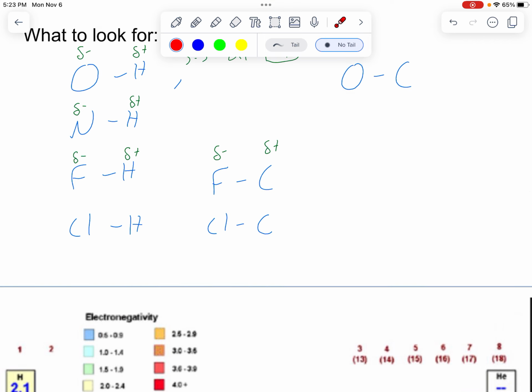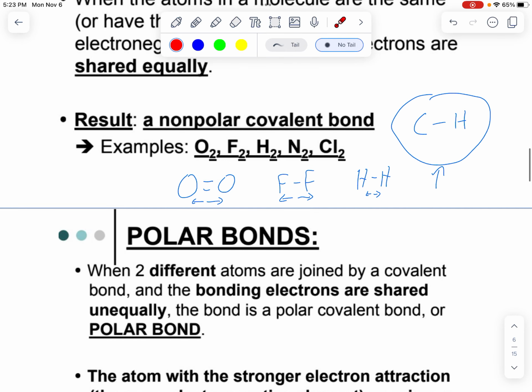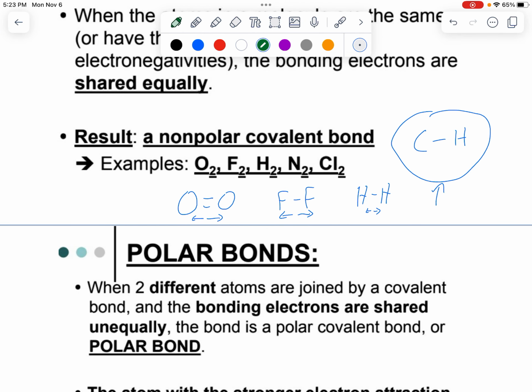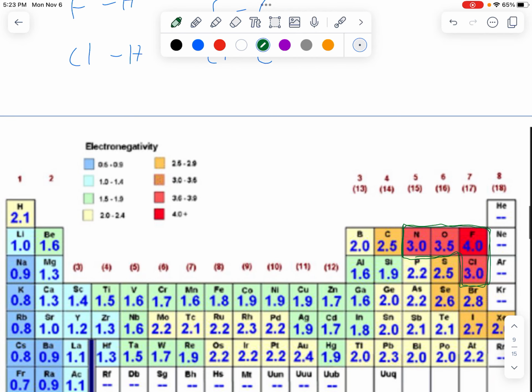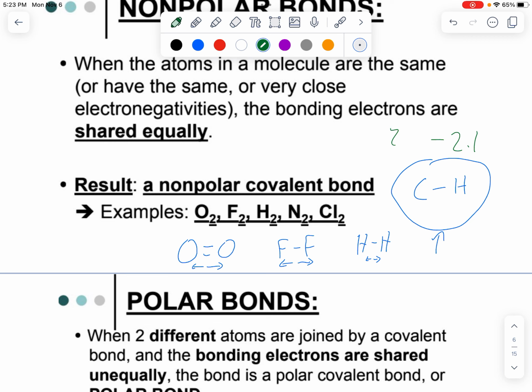Let's look at one more. Let's go back and look at that C and H bond, right? Again, this ends up being a really important molecule. So we just looked at H, and it was 2.1. And then we're going to subtract that from carbon, which I don't remember off the top of my head, 2.5 for carbon. So if we look here, that ends up being a 0.4 difference. Look how close in strength they are.